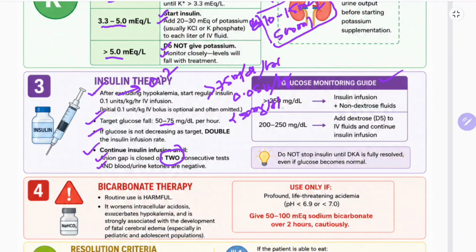Glucose monitoring guide. When the glucose is more than 250 milligram per deciliter, give insulin infusion plus non-dextrose IV fluids. When the glucose reaches 200 to 250, meaning less than 250, then add dextrose D5 to the IV fluids and continue the insulin infusion. One point to remember: do not stop insulin until the DKA is fully resolved, even if glucose becomes normal, because DKA resolves by insulin.